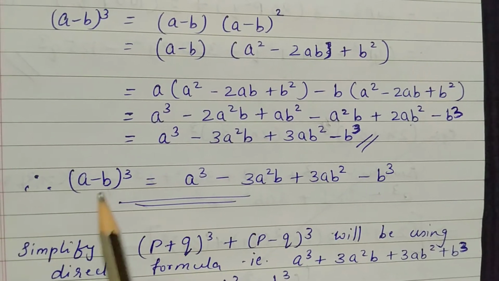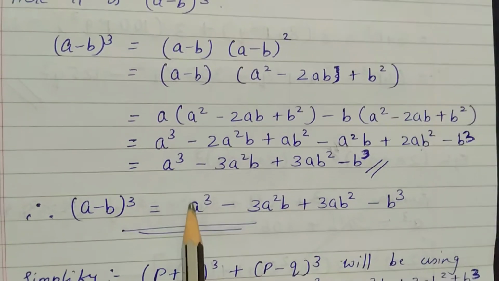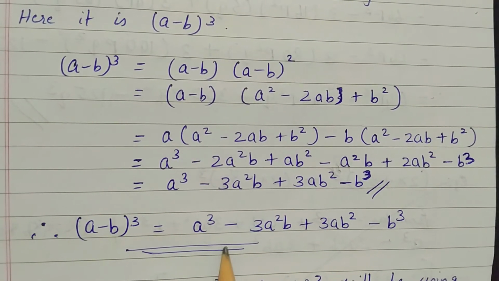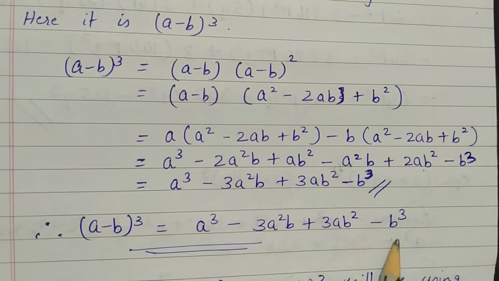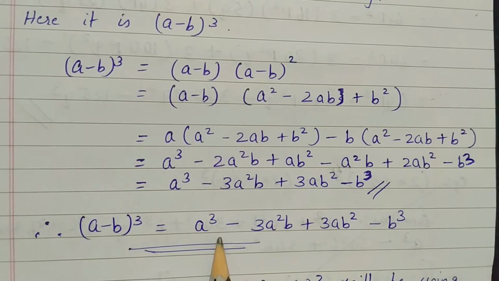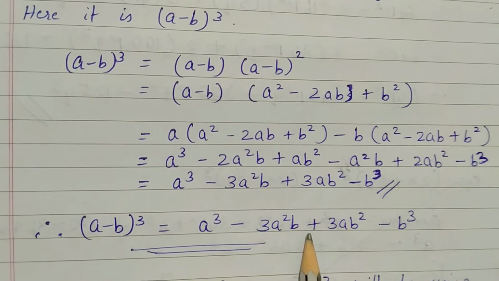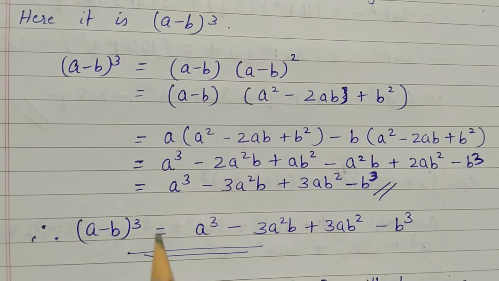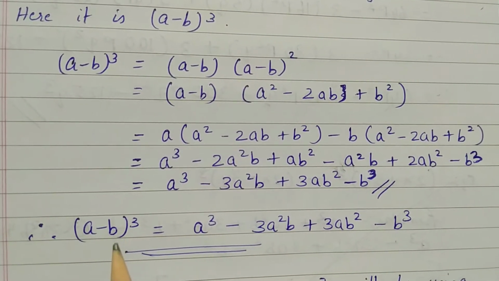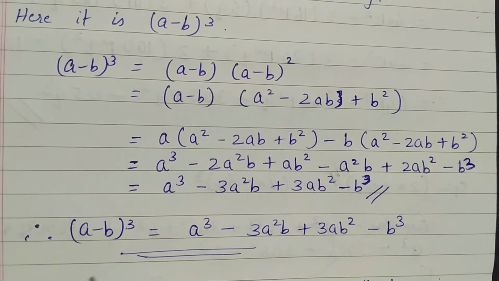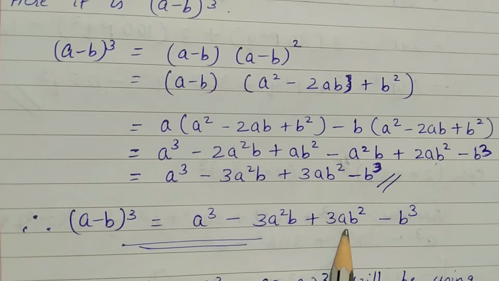So (a minus b) the whole cube. If you are getting any sum like (a minus b) the whole cube, the formula to be used is a cube minus 3a square b plus 3ab square minus b cube. This is the formula when you get this type of sum. And for (a plus b) the whole cube, I have shown you in the last video, of which I have given the link. Please go through it. So the only changes will be that it is a cube plus 3a square b plus 3ab square plus b cube.